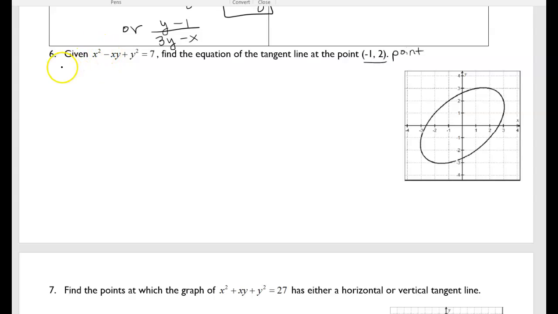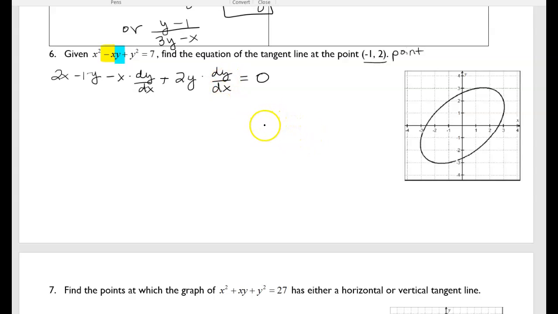So the derivative of x squared is 2x. Pay attention here, we have minus xy, that's another product rule problem. So I've got minus x, and then I've got my y. Okay, so the derivative of minus x is minus 1 times y. And then minus x times the derivative of y is dy dx. Plus the derivative of y squared is 2y dy dx equals the derivative of 7, which is 0. Double check, I have 2 y's, 2 dy dx's.